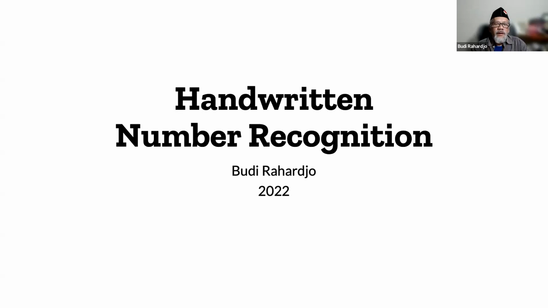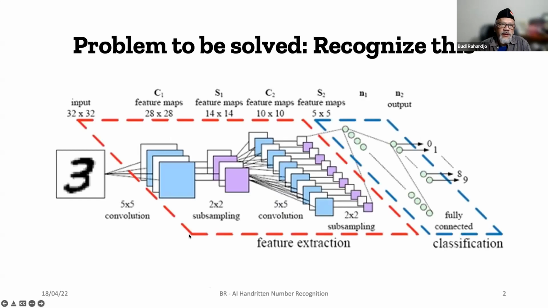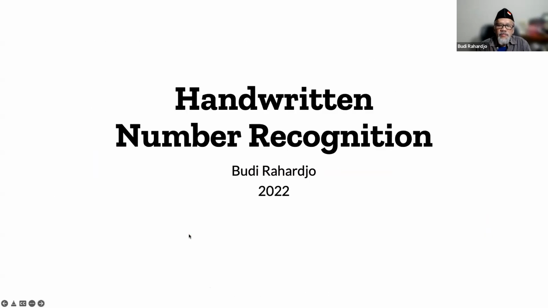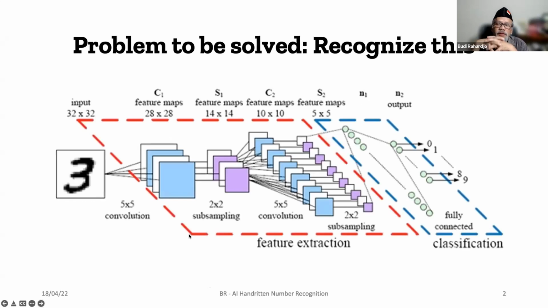So tonight we're going to talk about artificial intelligence in terms of programming, as I have mentioned earlier. Let me share my screen. Okay. So we're going to do this handwritten number recognition. Assuming we are given numbers like this, 3 and so on, and we want to recognize this 3, 4, 1, 2, or whatever numbers given.